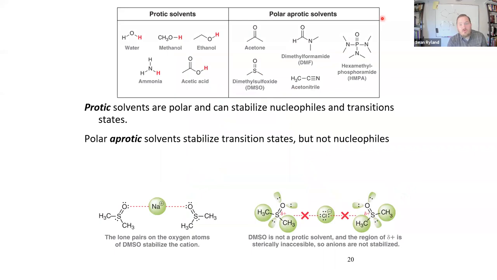And so our new classification of solvents is called a polar aprotic solvent. Protic means has a proton it can give up. Protic means it's a weak acid, even if it's a very weak acid. Water, methanol, ethanol, and ammonia are all protic solvents. They're all polar, and they also all have an H+ they can give up.